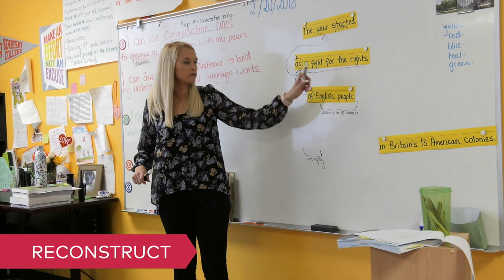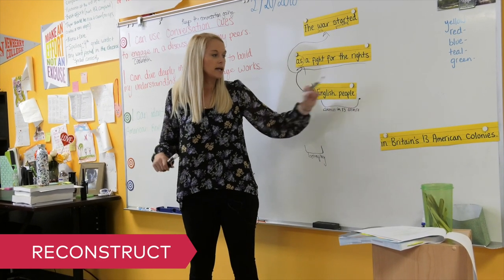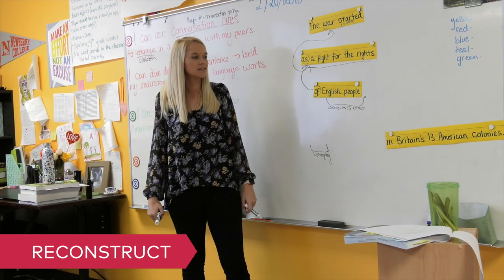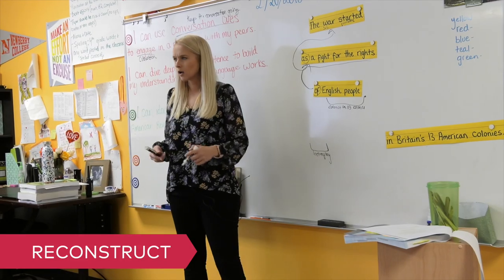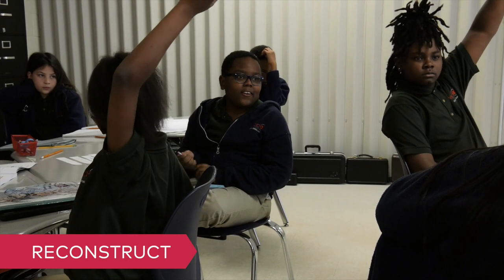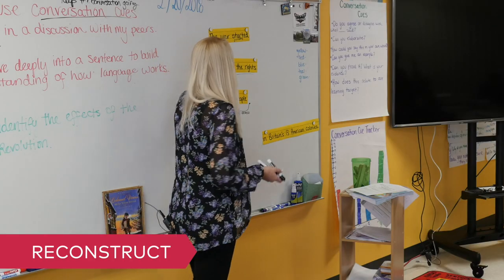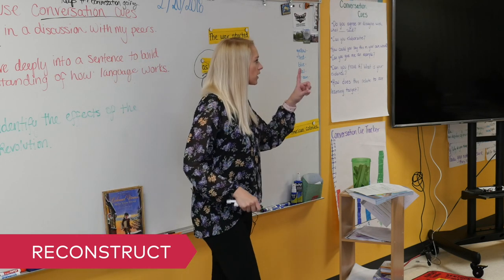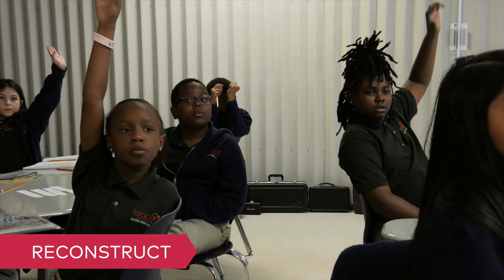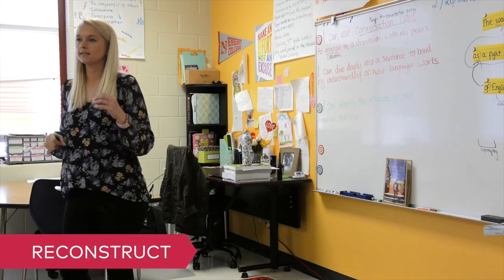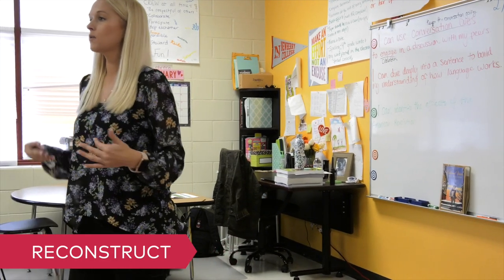The war started as a fight for the rights of English people. If we just added a period, it would still make sense. Kayvon said, it would be a complete sentence, but would we really know what war they were talking about? The Revolutionary War was fought because Britain was taxing all the colonists. But it just says the war started as a fight for the rights of English people. Is this the only war England's ever been involved in? Nope. No. No. So that Britain's 13 American colonies, like Kayvon says, helps us make that connection to the Revolutionary War. Can you arrange the sentence in a new order so that it still makes sense?